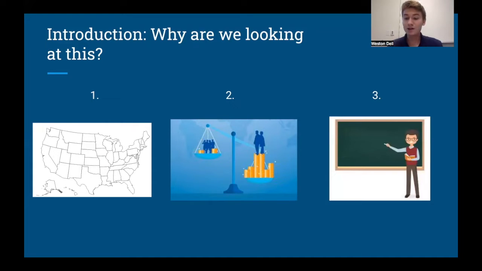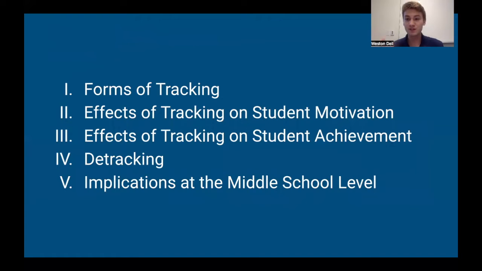I should say, though, that there are some real benefits that come out of tracking, too, that may explain why it's so pervasive here in the US. Tracking by ability grouping makes it easier for the teacher to differentiate instruction. It makes on-level instruction more able and available, and we can see potential for academic improvements as a result. And it's even been shown that motivation sometimes is improved in a tracked class. So it's a complicated issue, and we're going to dive into this topic by looking at five specific things within tracking: forms of tracking, effects of tracking on student motivation, effects of tracking on student achievement, detracking, and implications at the middle school level.